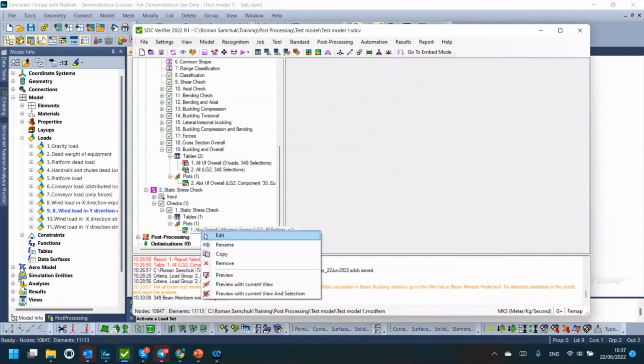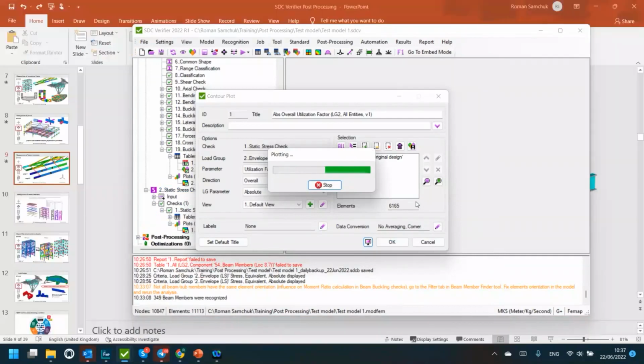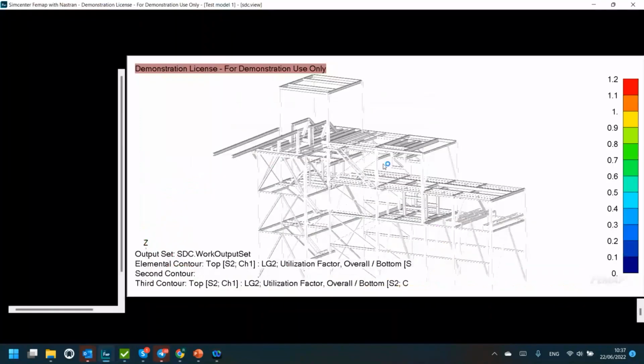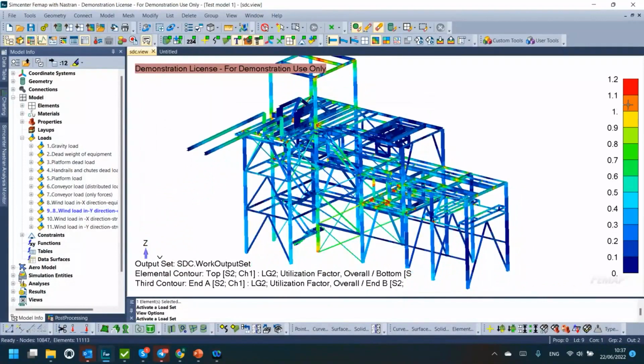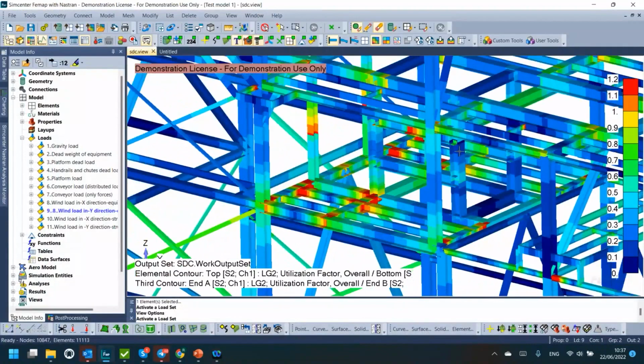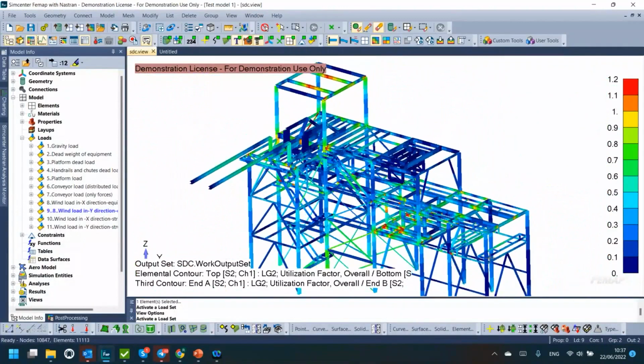So just to highlight the story, we were focusing on the stress level, and now we're focusing on the utilization factor. With this plot, you can already see some of my spots are similarly highlighted in red, but I directly see that orange and red elements are not passing the rules of this simple check. Let's figure out what is the cause of this problem for the beam member check and also for the stress level check.